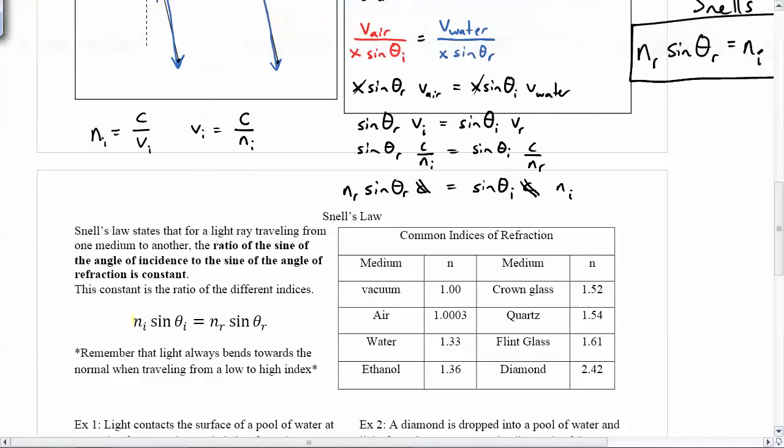This is a formula that you need to know how to use. And remember that light always bends towards the normal when going from a low to a high index of refraction. So low would be something like air, high would be something like water. When it goes from air to water, the incoming light is going to have a larger angle in the air and a smaller angle in the water. It's going to bend towards the normal.